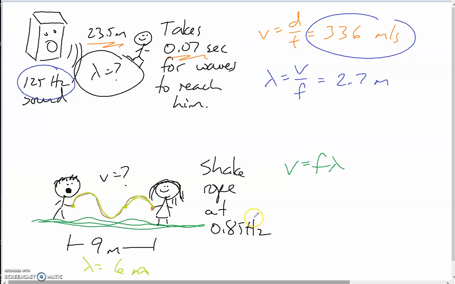Okay, so here's my frequency. I had that to begin with, and I've got my 6 for my wavelength. So I'll multiply my 0.85 times my 6, and I get a v of just over 5 meters per second. So that's how fast the waves are going on the rope.